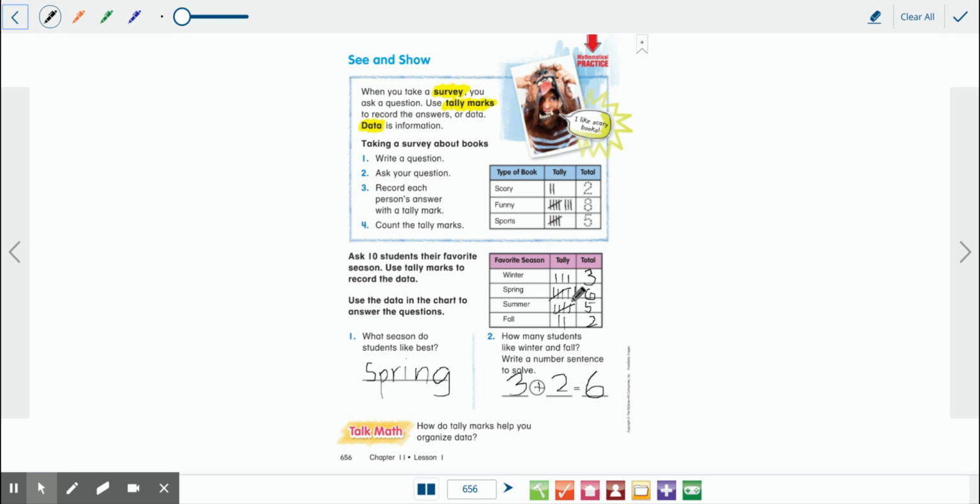And think, do tally marks help you organize your data? It's a quick way when you're asking people questions to write down, when you're taking a survey, what their vote is. And then you can go back and add it up quickly.